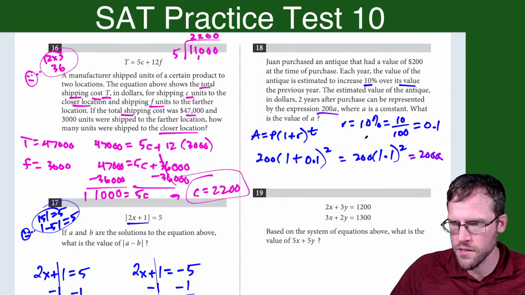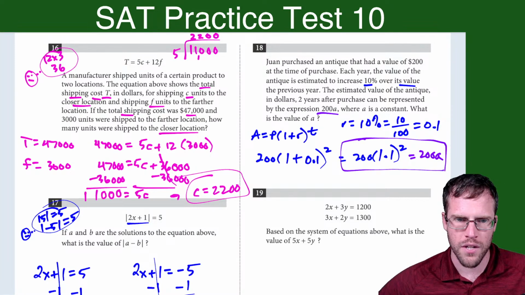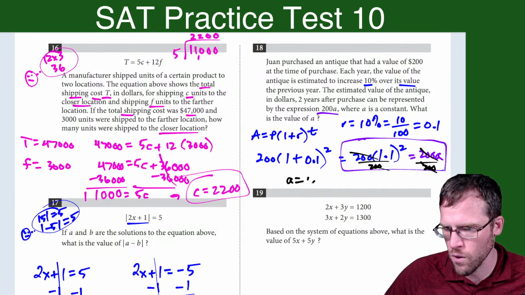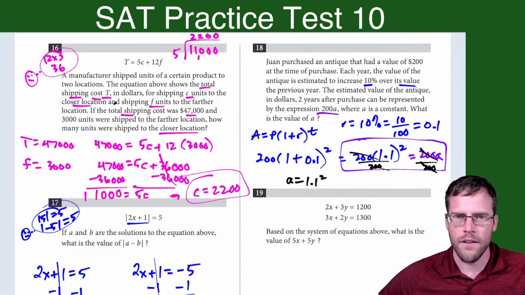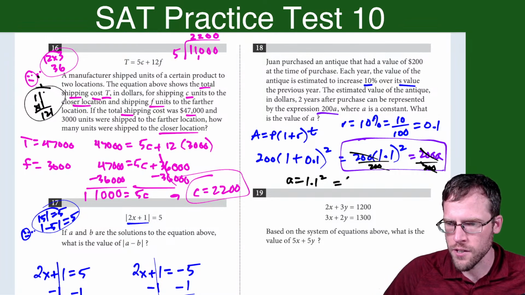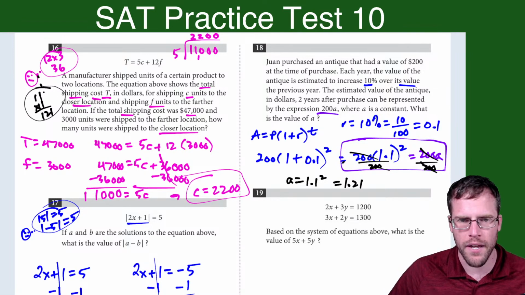Notice that in this equation there's a 200 on both sides, attached by multiplication. So we can divide both sides by 200, and 200 over 200 cancels. Now A is equal to 1.1 squared. I'm just thinking, all right, 11 times 11 is 121, so this would be 1.21. That's how I'm doing that part in my head.